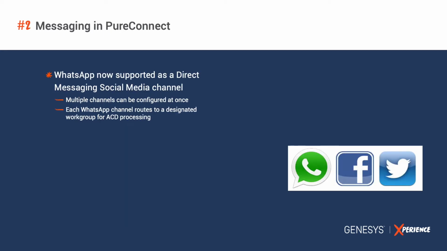Next, I'd like to talk about some of the messaging improvements in PureConnect. In the recent past, we added WhatsApp as a supported social media channel. And this allows social media messages coming into WhatsApp to be directed to a queue and processed like any other interaction coming into the PureConnect system. This complements our Facebook and Twitter offerings and really brings a powerful social media message to PureConnect.